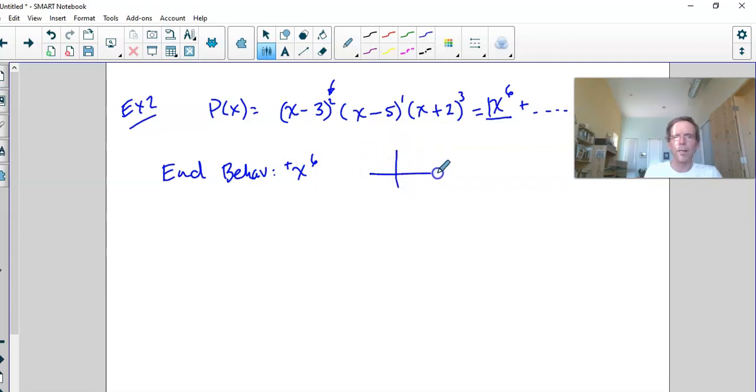What does that look like? Well, that's an even power of x, so it goes up to the left and up to the right. That's the end behavior. What is the y-intercept?